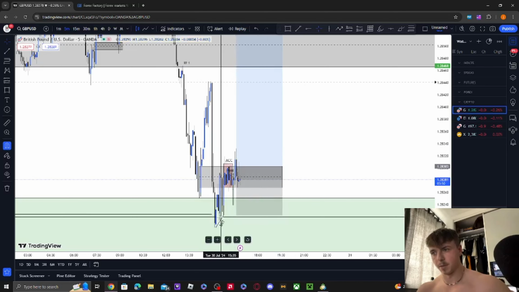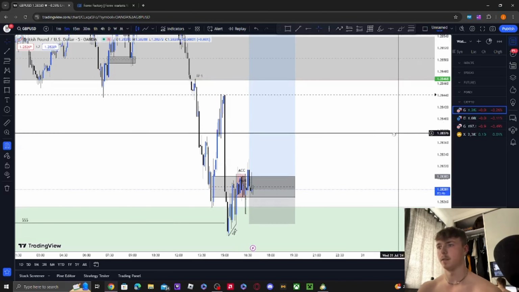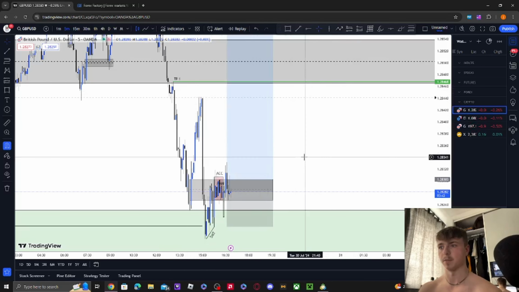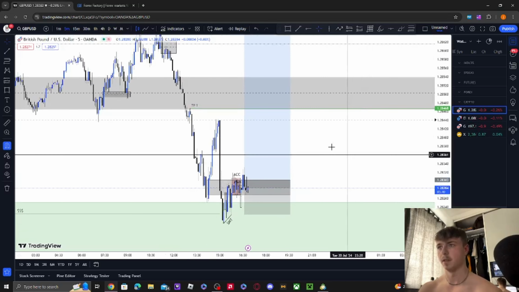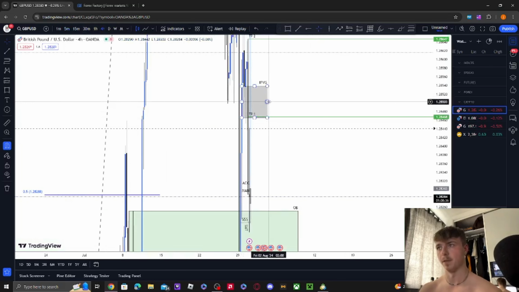My stop loss is below the SMT low, and then it's either we're going to come on up with these highs, I'm going to move stops to break even, obviously. And then this is TP1, which is a 4-hour inverse fair value gap.